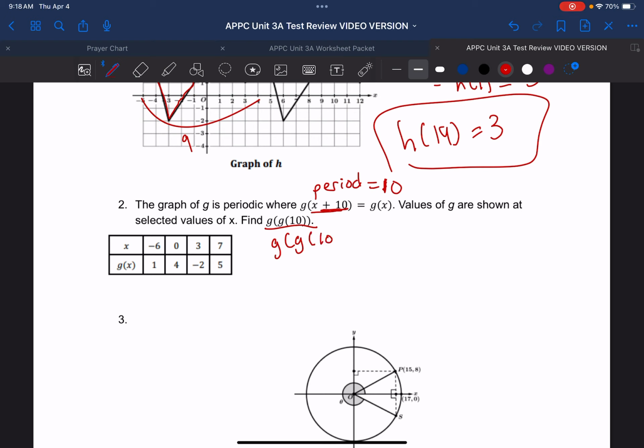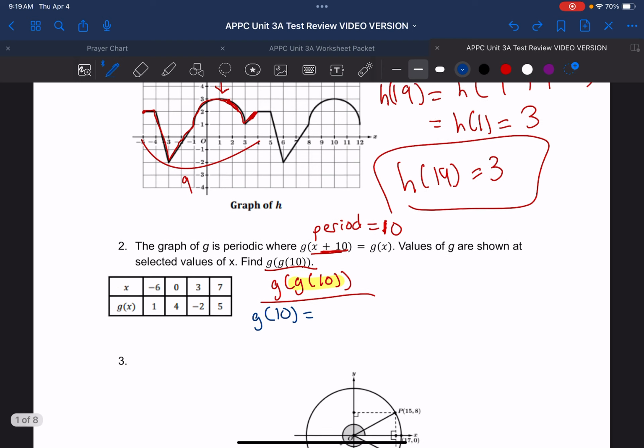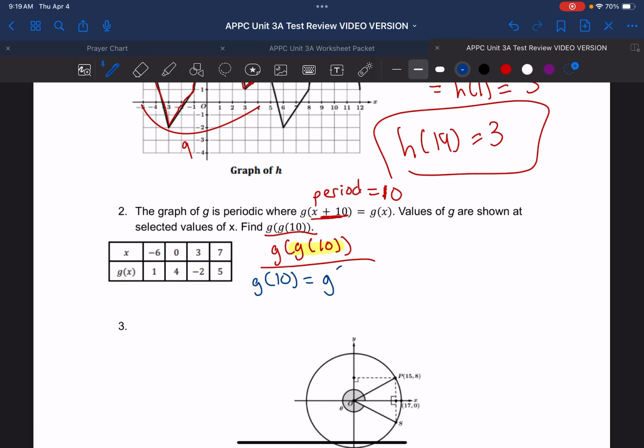So let's go through this process here. Remember, we start with the innermost part here, g of 10. I'll do this in blue. Obviously, that's not in my table, so I have to do something similar to this process right here and rewrite g of 10 as something. So g of something plus my period, which is 10.